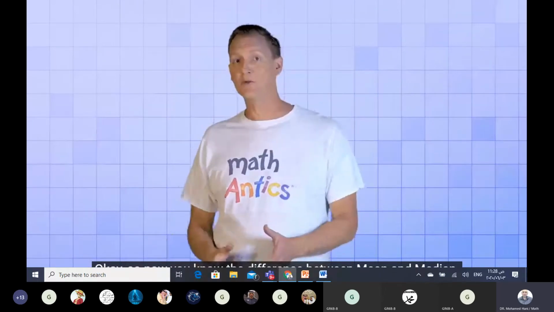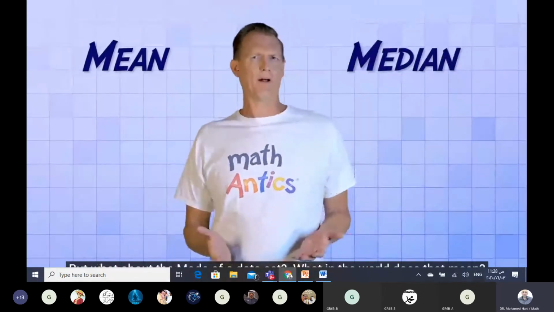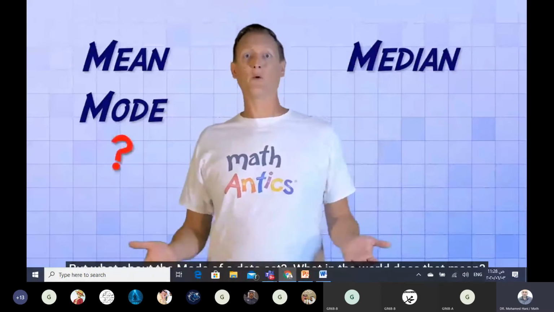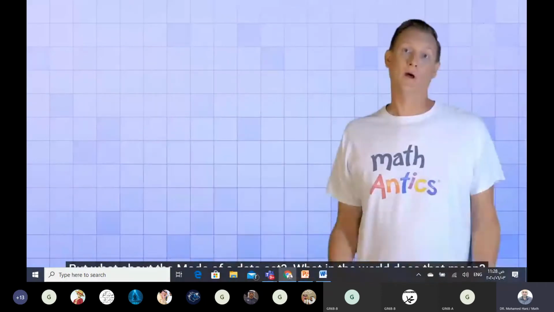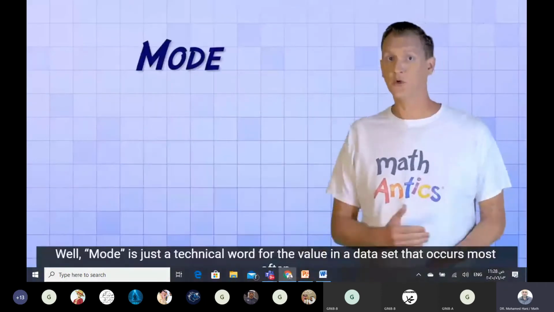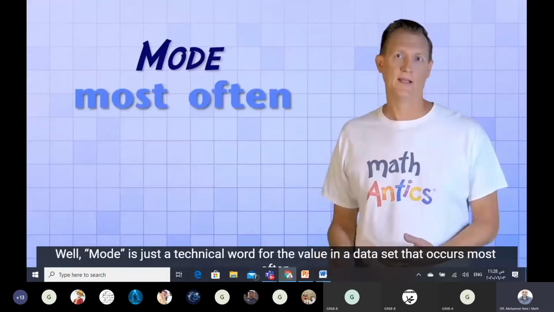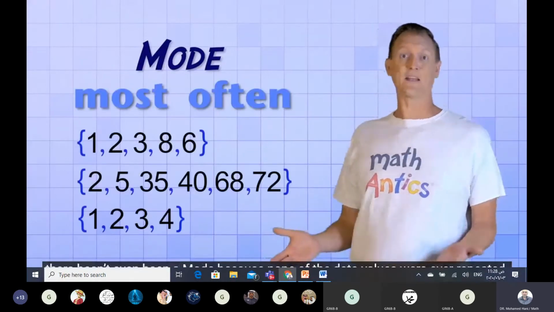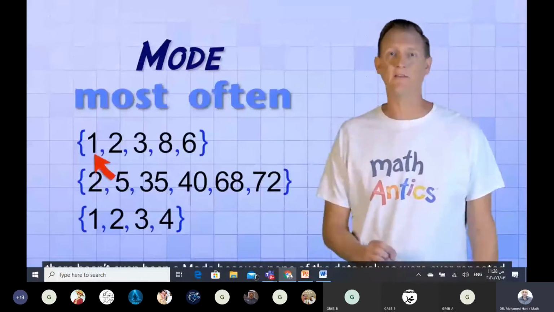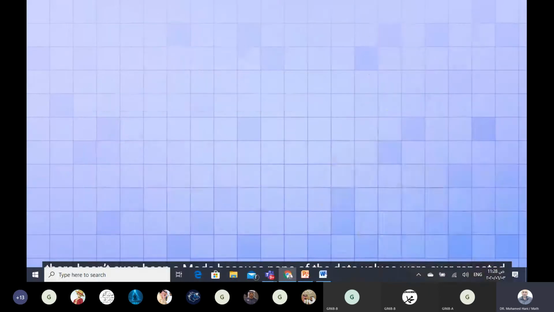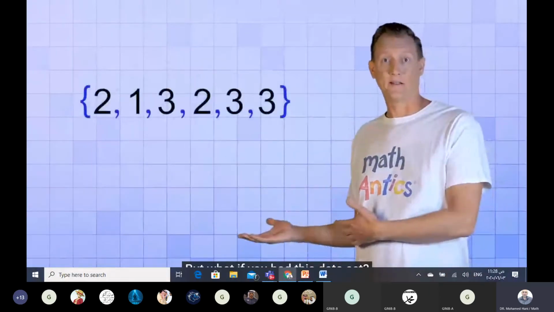Okay, so now you know the difference between mean and median, but what about the mode of a data set? What in the world does that mean? Well, mode is just a technical word for the value in a data set that occurs most often. In the data sets we've seen so far, there hasn't even been a mode because none of the data values were ever repeated. But what if you had this data set?